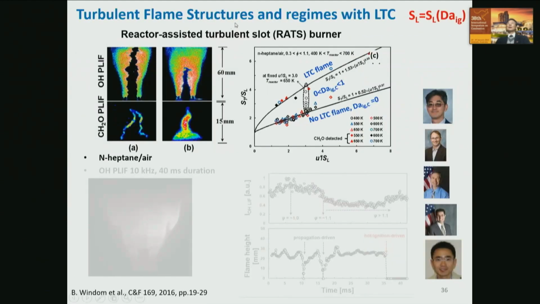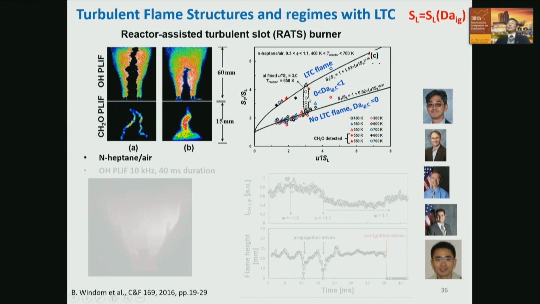At Princeton, we developed this reactor-assisted turbulent slot burner, with a flow reactor in the bottom, and in the top we have a Bunsen flame. As you can see, we measure the turbulent flame speed as a function of flow fluctuation. In this case the low temperature chemistry does not play any role. So this is a classical turbulent flame speed curve everybody has been measuring. However, if you consider the low temperature chemistry, like formaldehyde here, the flame speed is higher than the conventional turbulent flame speed we measure in chemically frozen flow.